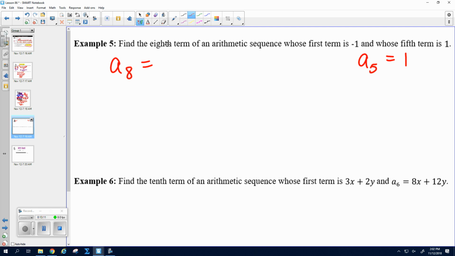Should we do a slope again on this? You want to practice it? The 8th term is negative 1. That is like the point 8, negative 1, right? And then we've got the 5th term is 1. So let's do our slope to find our common difference. So 1 minus negative 1 over 5 minus 8. Just make sure you go in the same order.